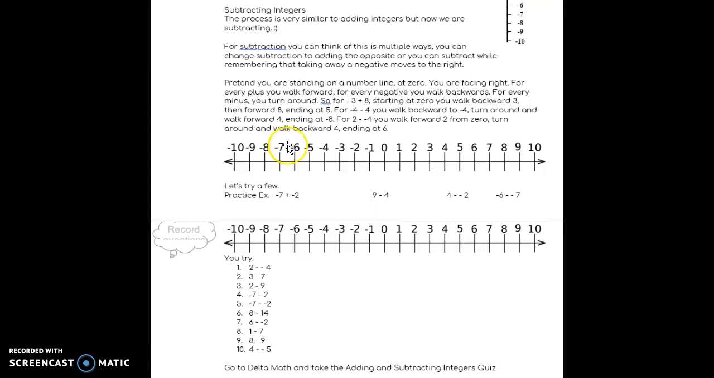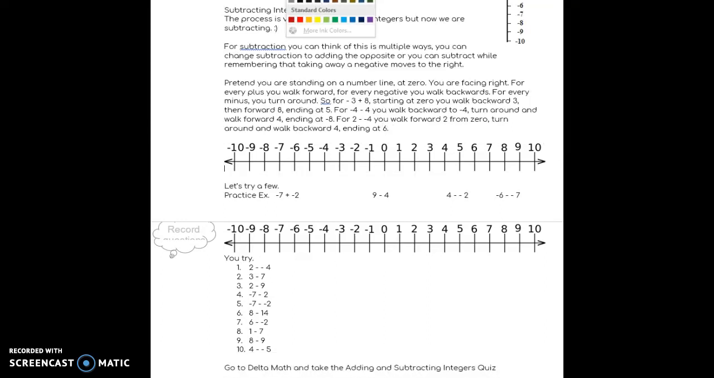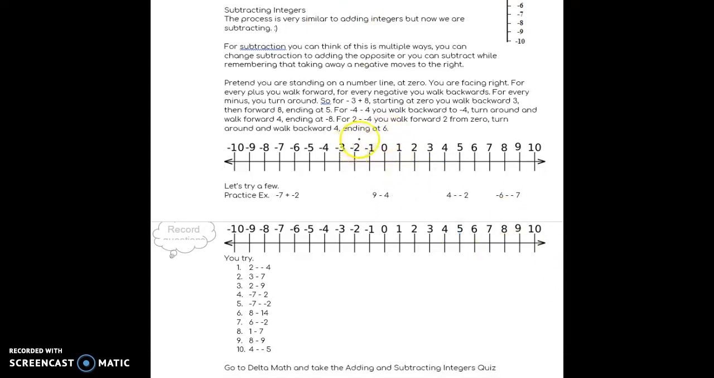But one way to think about it is if you're standing on a number line, and you're facing neither left nor right, you're kind of facing the other way, off the front, right? Like up here somewhere. For positive things, you go this way, and for negative things, you go that way. And for every minus, you turn around.